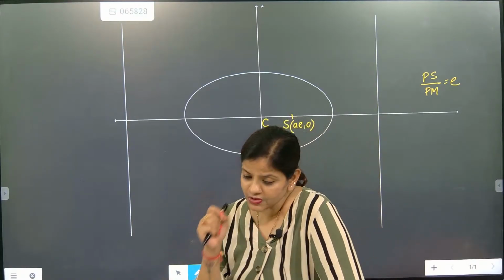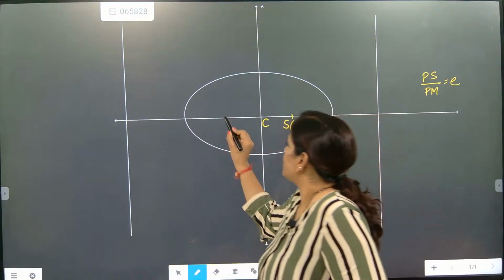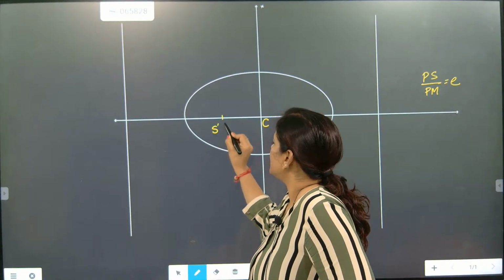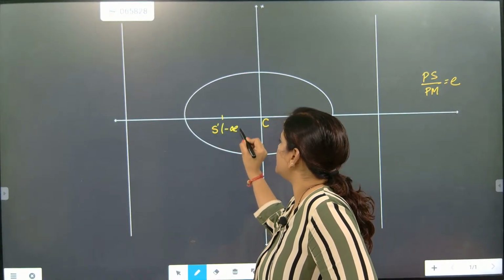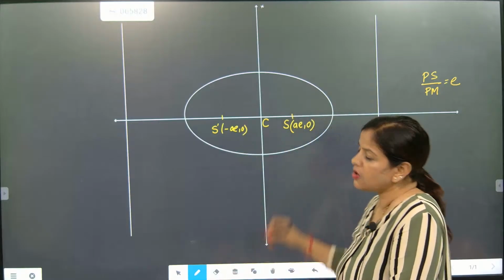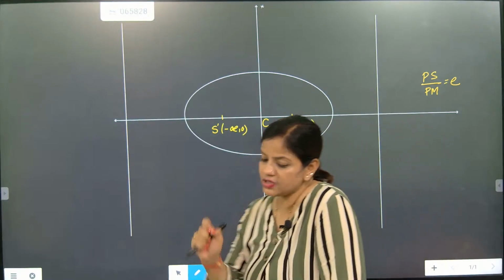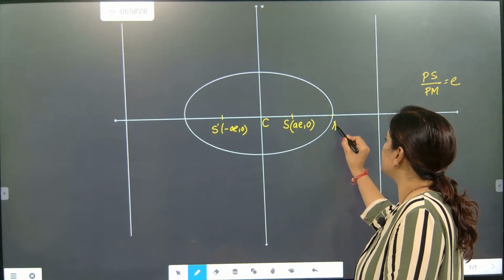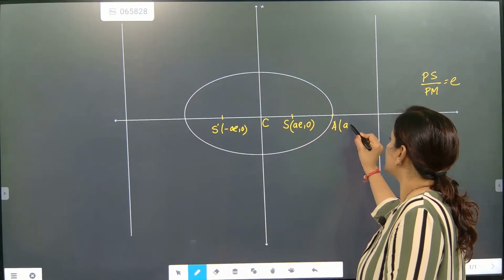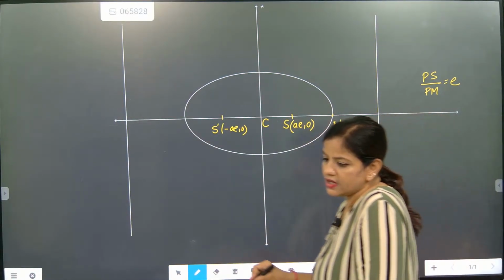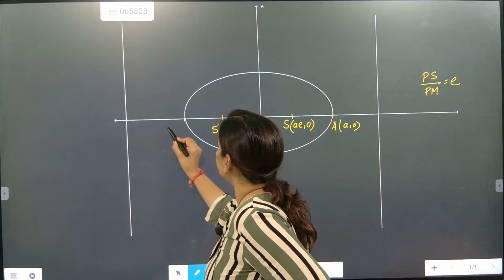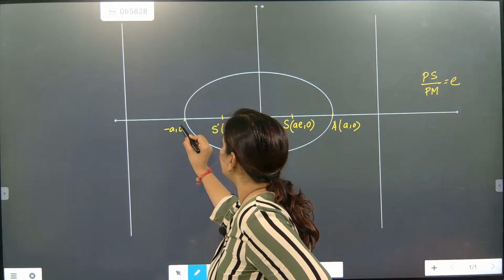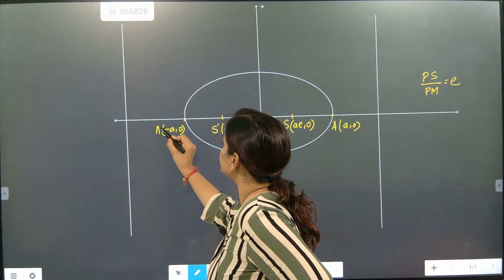For an ellipse, how many foci will be there? For an ellipse, two foci will be there. S dash here will become minus AE, comma 0. The major part is exactly the origin section, and this part is the vertex point. So this will be A, comma 0, and the other vertex point will be minus A, comma 0, and we will take it as A dash.